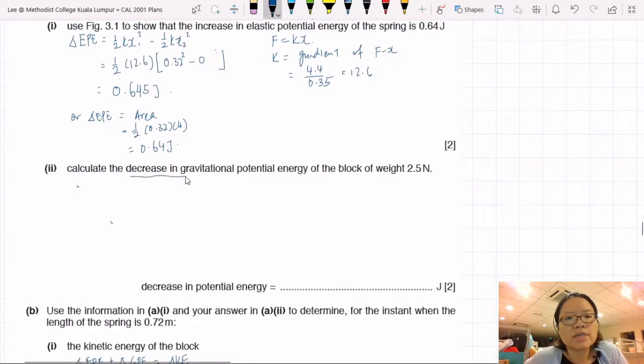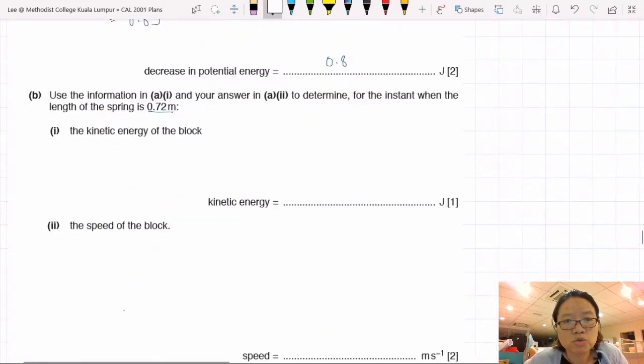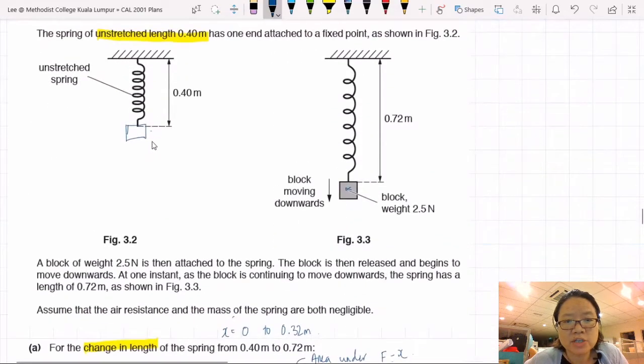Okay, so next calculate the decrease in GPE of the block. So this will be mg change in height. So your m is 2.5 Newton. Of course, mg is weight, so you can just take 2.5 Newton for the whole mg. Okay, and then this one you will get 0.8 joule. Right? So use the information in part 1 and part 2 to determine for the instant when the extension is 0.72. So at this point here.